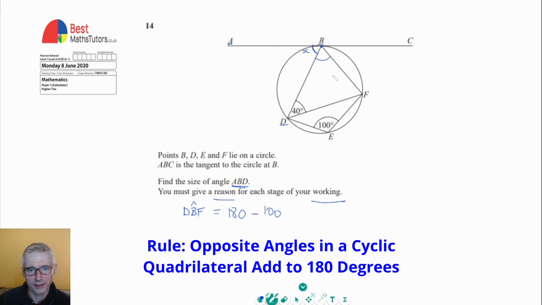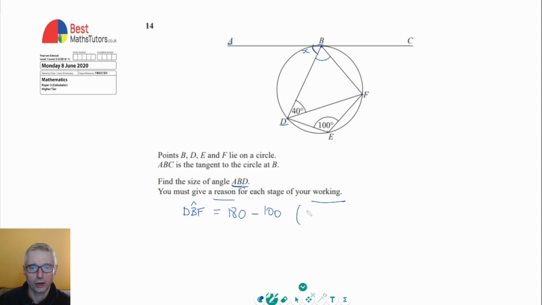And that's because of angles in a cyclic quadrilateral, which is what we've got here, a 4-sided shape in a circle where each of the corners touches or lies on the circumference of the circle. So I need to put the reason in there. Opposite angles in a cyclic quadrilateral add up to 180.